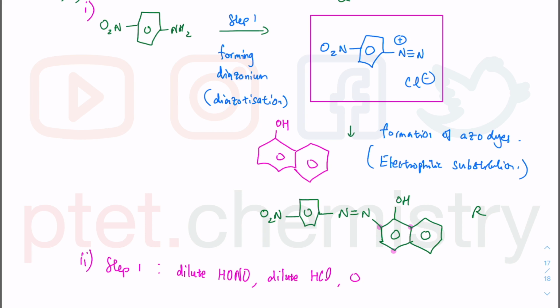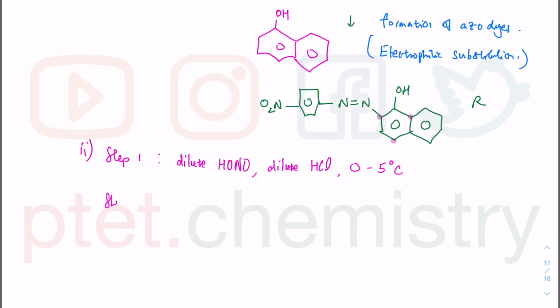This one has to be kept cold. 0 to 5 degrees Celsius is required to keep this thing. Anything above 10 degrees Celsius will be enough for the nitrogen to escape as nitrogen gas, meaning the whole thing would decompose. If you don't keep it as diazonium, you don't get the azo dyes forming. This is azo dyes. It will be brightly colored, whereas these things are not colored at all.